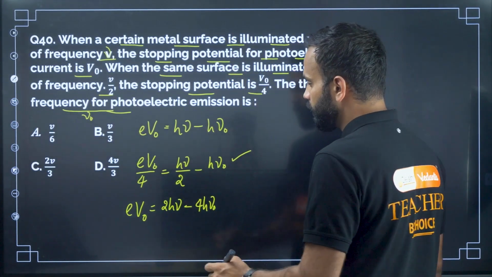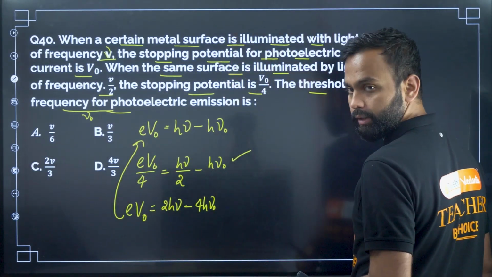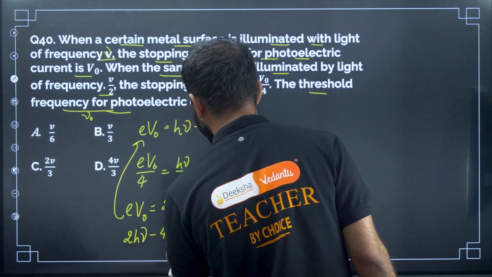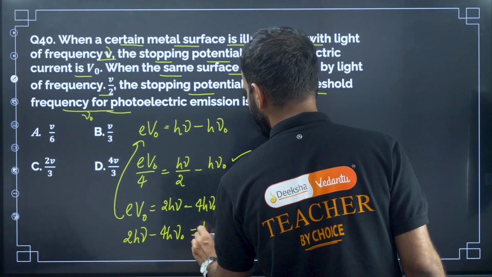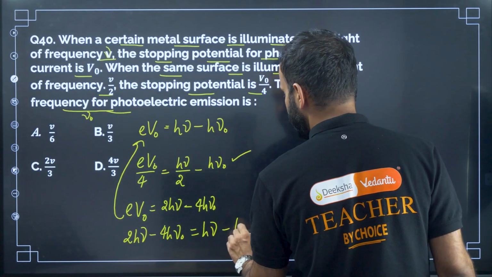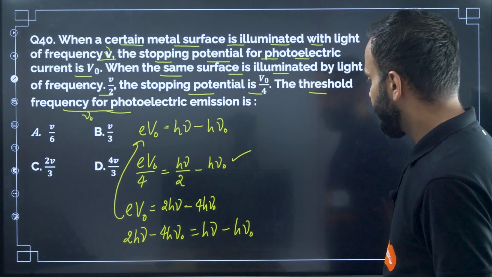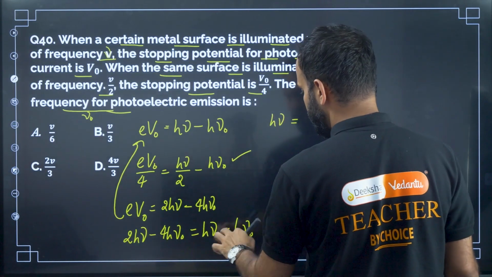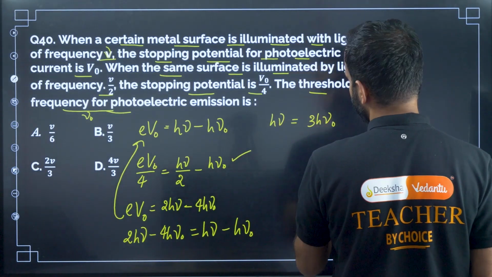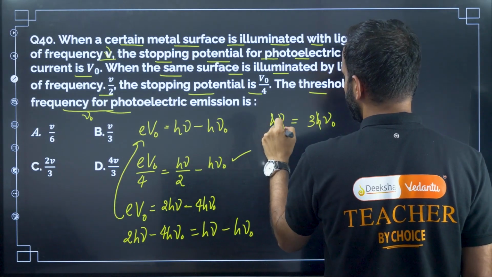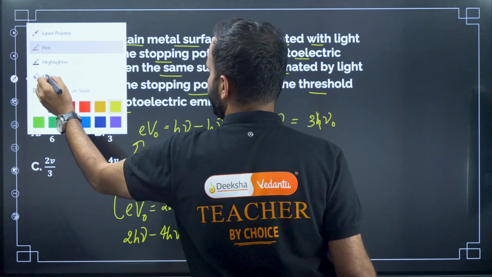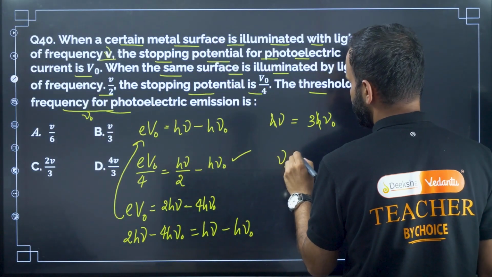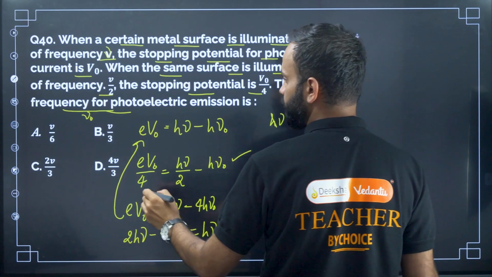Now substitute E V naught into the first equation. So 2h nu minus 4h nu naught is equal to h nu minus h nu naught. So h nu is equal to 3h nu naught. The h will get cancelled, so nu naught is equal to nu divided by 3. So the correct option is B.